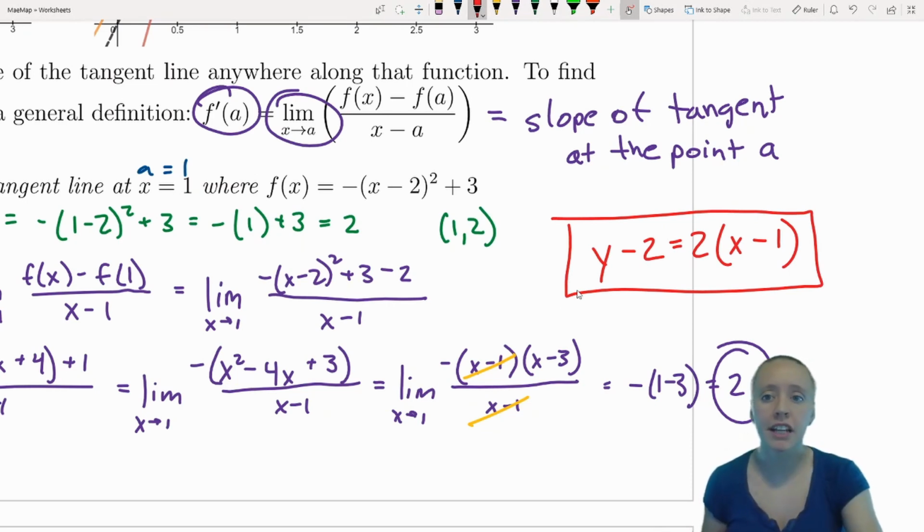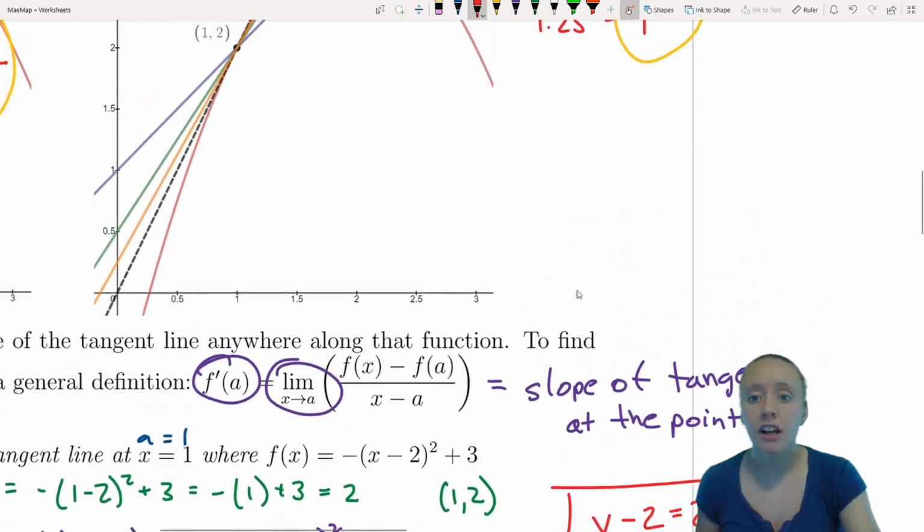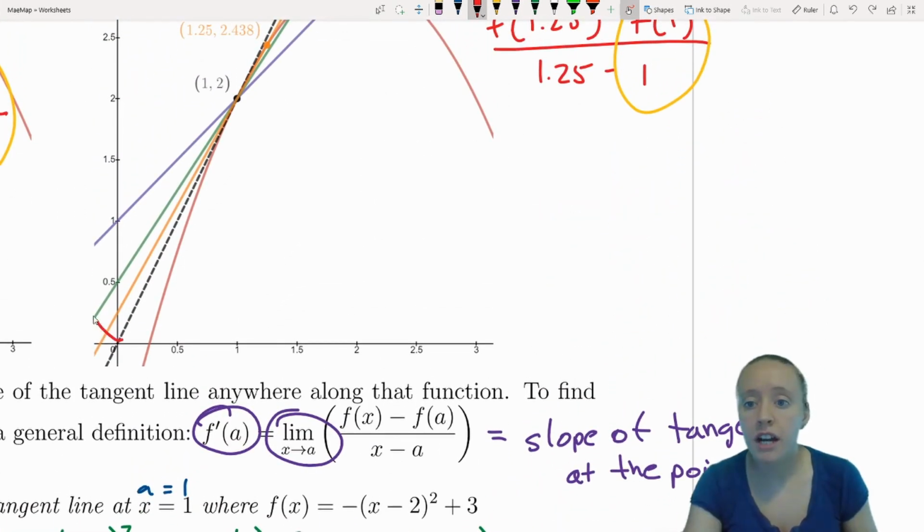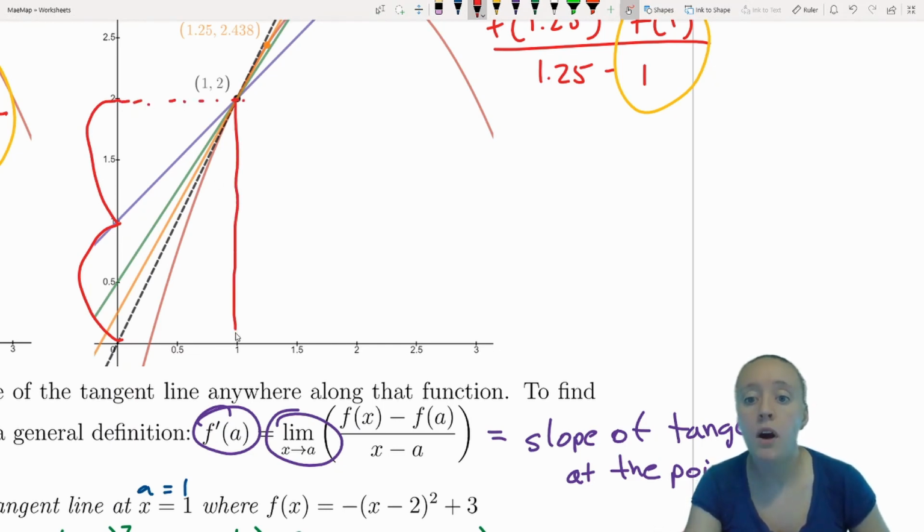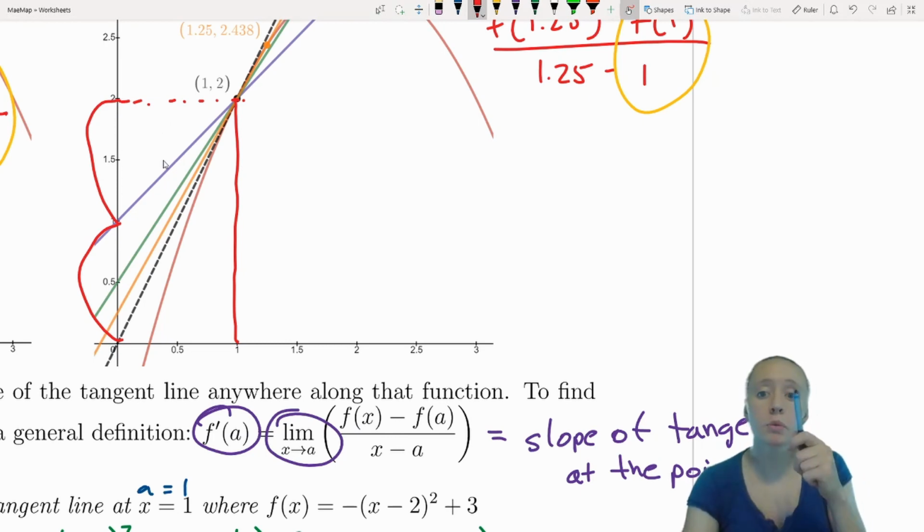And we can double check that slope since I have it graphed. Let's look. For every 2 in the rise, we go over 1 in the run. That is indeed the slope. Looking at that black dashed tangent line, every 2 we go up, we go over 1 in the run.